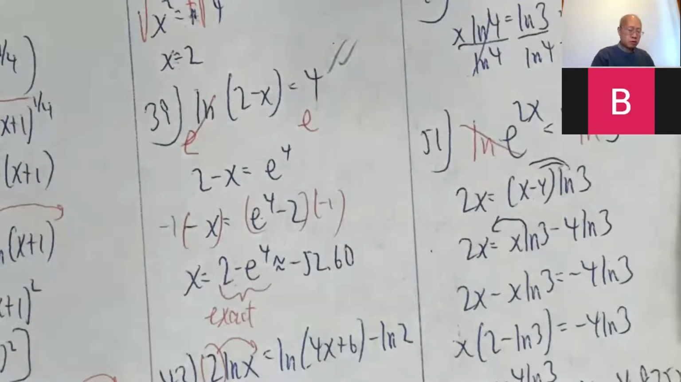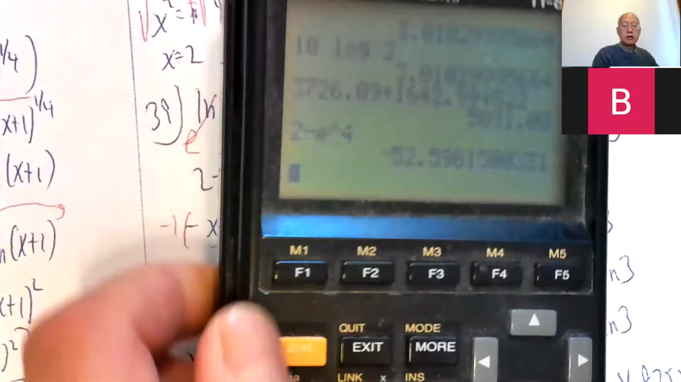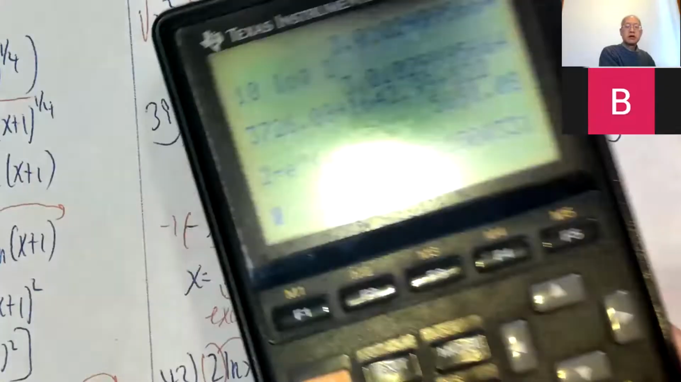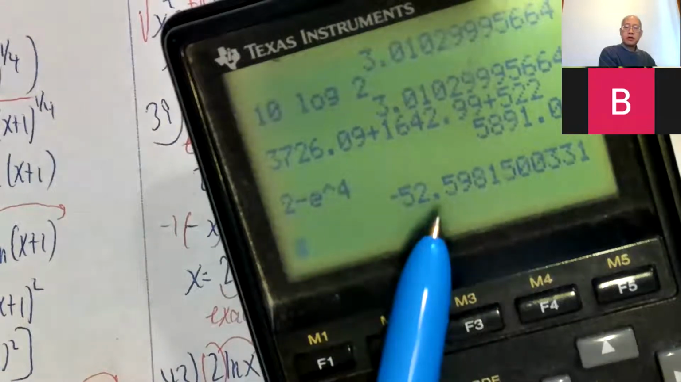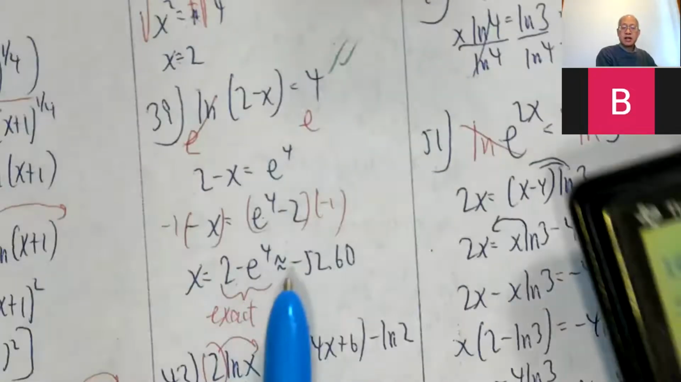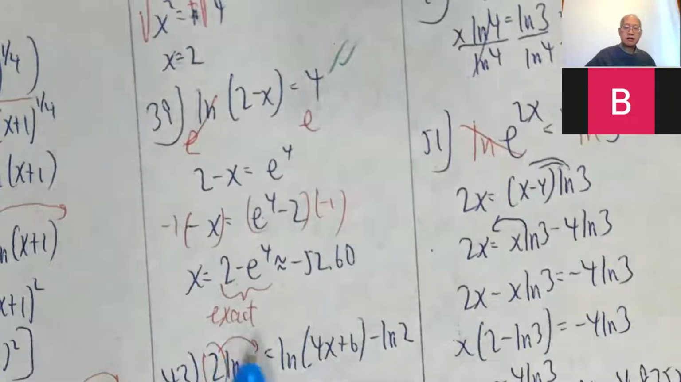Let me show you that on my calculator. 2 minus second function e to the fourth. Whoops. 2 minus e to the fourth, negative 52.598. I decided to call it negative 52.60, 52.598. Okay.